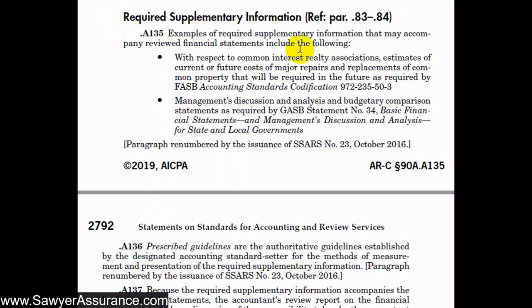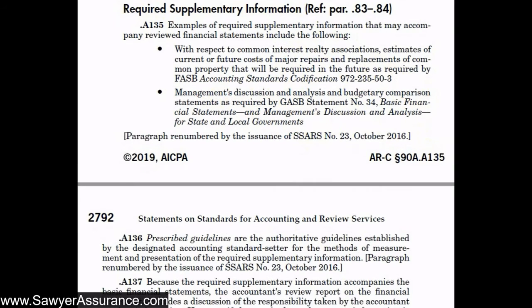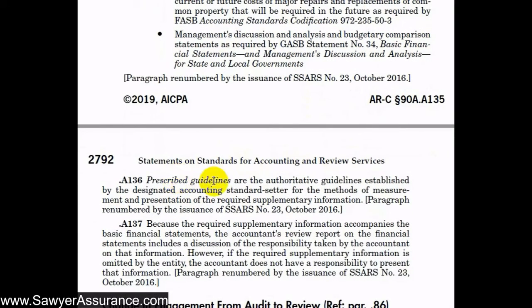So first, they've given us some examples of required supplementary information that may accompany reviewed financial statements, and that might be for common interest realty associations. There are estimates of current or future costs of major repairs and replacements of common property, and that's required to be in a supplementary information schedule. Also, the MD&A and the budgetary comparison are considered to be required supplementary information. And they define here prescribed guidelines, which are the authoritative guidelines established by the designated accounting standard setter for the methods of measurement and presentation of the required supplementary information. So, for instance, this ASC section 972, etc., would be considered these prescribed guidelines.